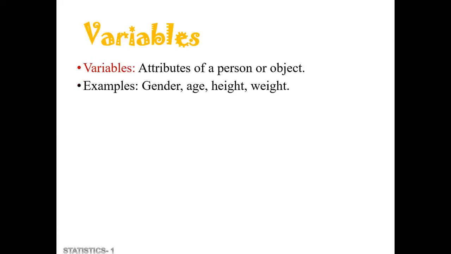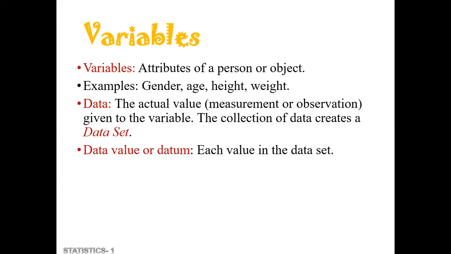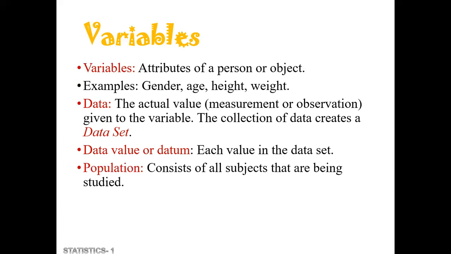So next comes the variable. What do you mean by a variable? A variable is nothing but an attribute of a person or an object, for example, gender, age, height, and weight. The data is the actual value. It is also called the measurement value, which is given to the variable. The collection of data creates a data set.